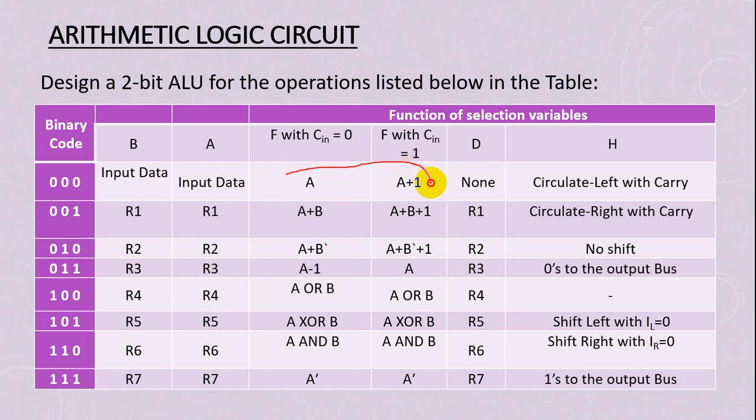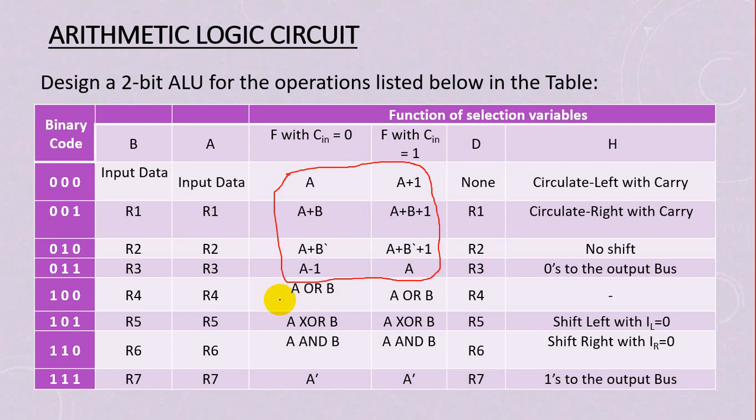8 different arithmetic operations. We need 8 different arithmetic operations depending on the selection pin. Clear? When carry in equal to 0, these 4 are arithmetic operations. When carry in equal to 1, these 4 are arithmetic operations. In total, 8 arithmetic operations. When carry in equal to 0, that means carry in has no meaning. It can be 0 or 1, it does not matter.